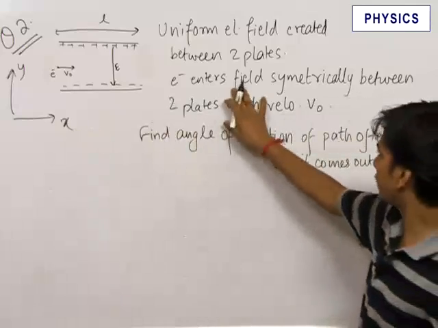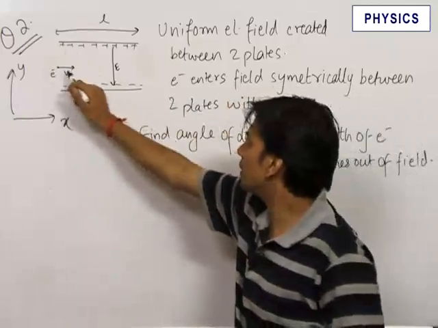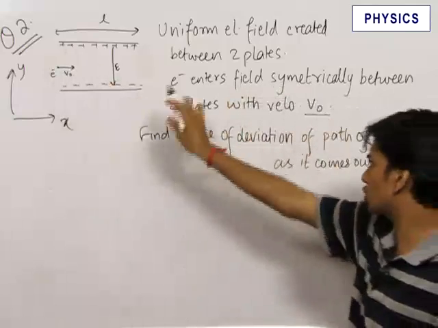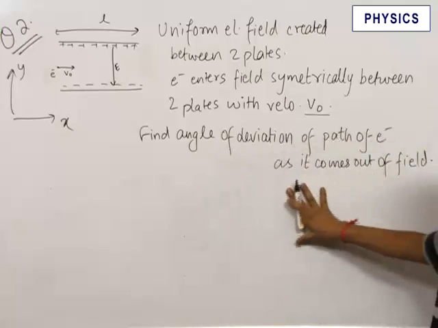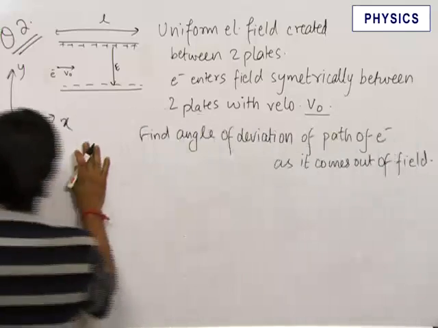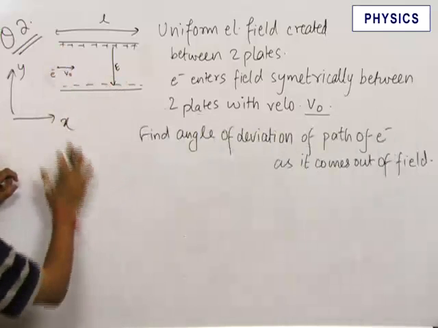Now an electron enters the field symmetrically between the two plates with a velocity v0 in the horizontal direction. We need to find out the angle of deviation of the path of the electron as it comes out of the field. Now let us analyze the motion of this electron.